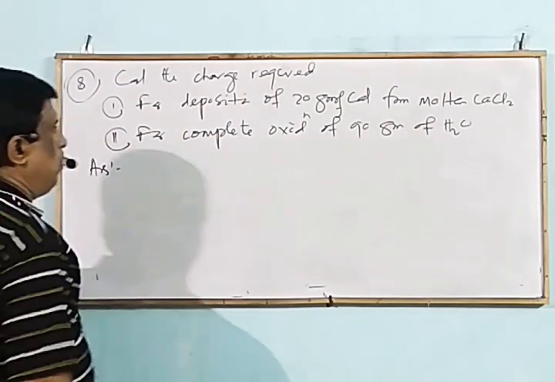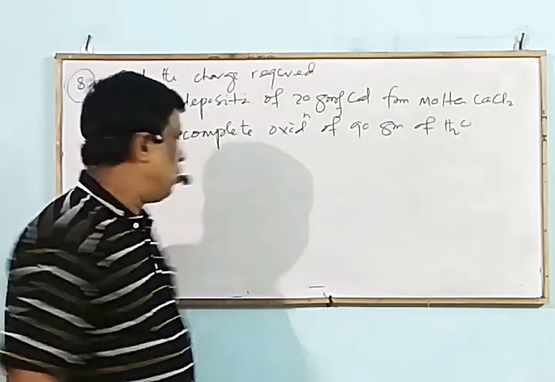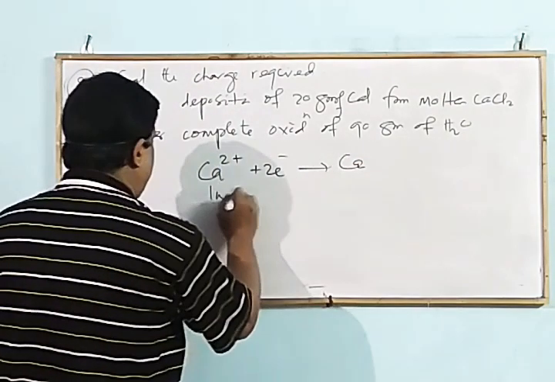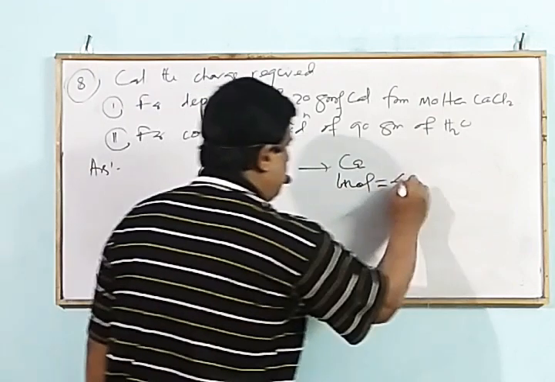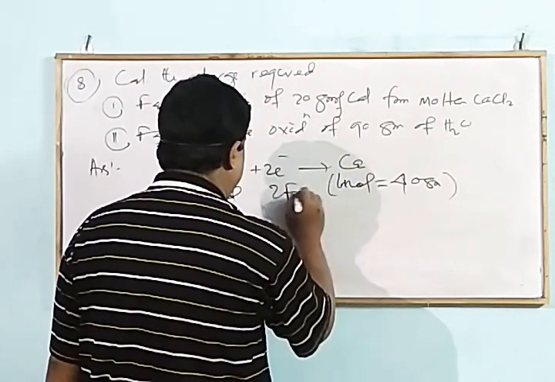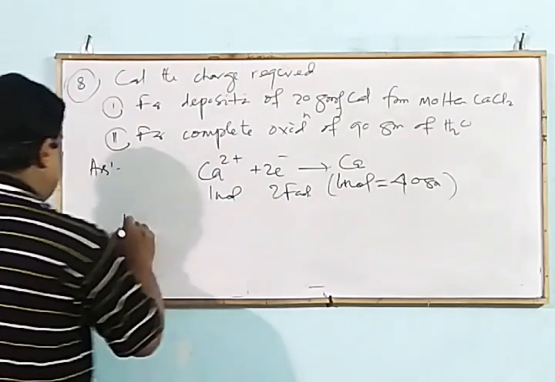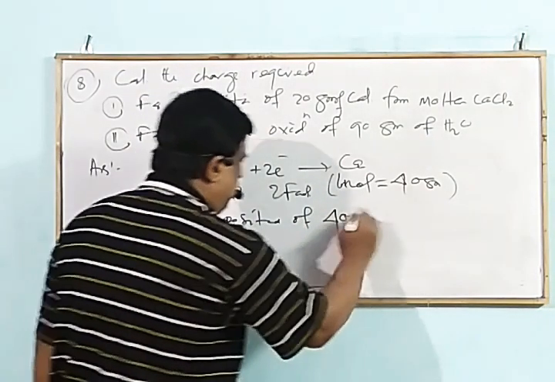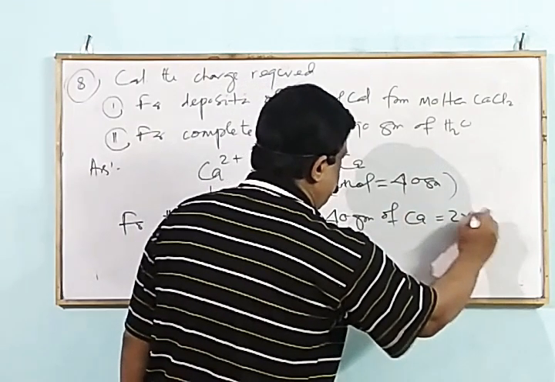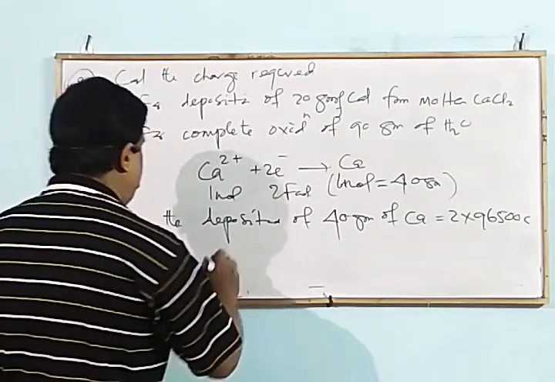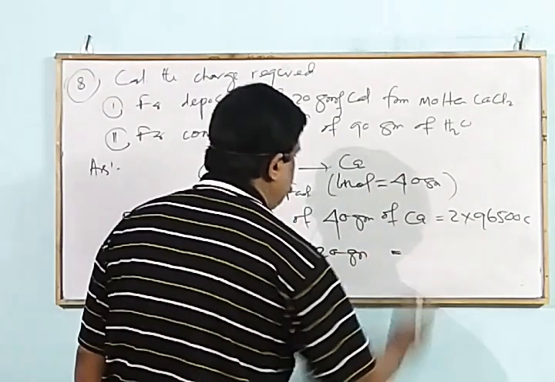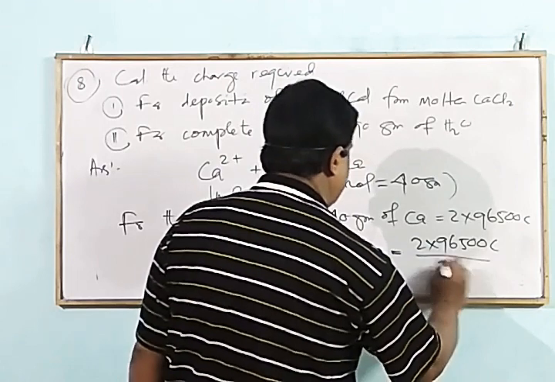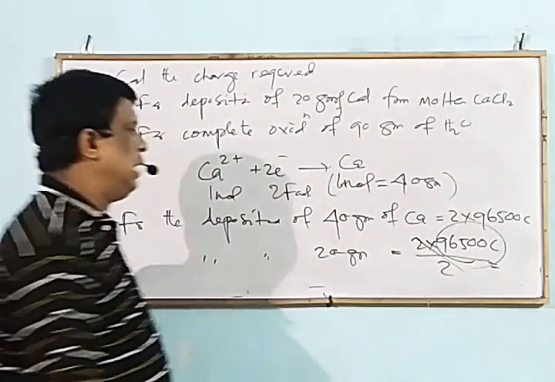Answer part 1. Mark that. Electrolysis of calcium chloride, that means Ca2+ gives rise to calcium, that is 1 mole. 1 mole means 40 gram. It is 2 Faraday, 2 moles of electrons means 2 Faraday. That means for the deposition of 40 gram of calcium, charge required is equal to 2 into 96500 coulomb. So for the deposition of 20 gram of calcium, it is 2 into 96500 coulomb by 2, which is equal to 96500 coulomb.